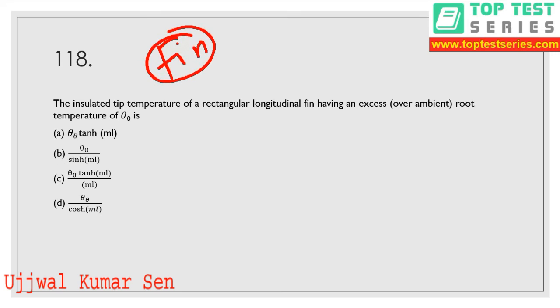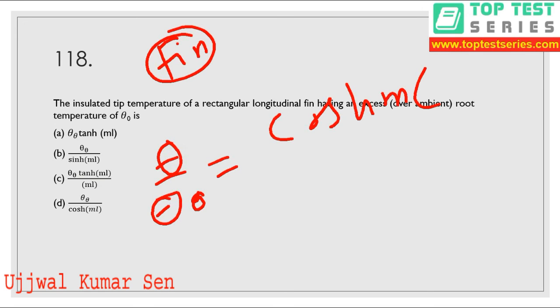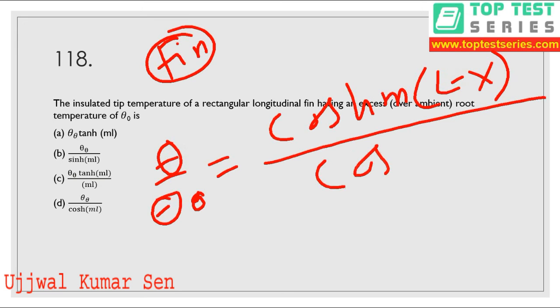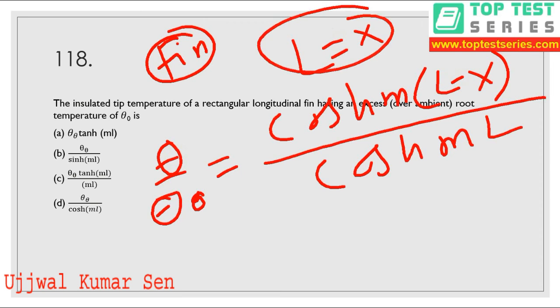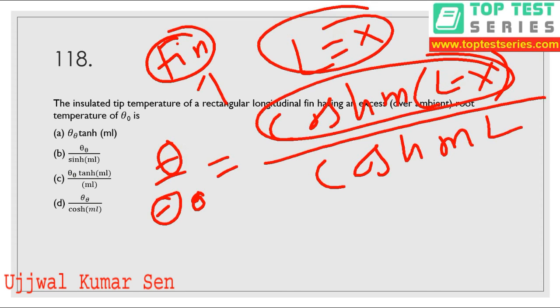It's theta naught. For this, we know that theta by theta naught is equal to cosh m(L minus x) divided by cosh mL. This relation we can write, right? For this case, L is equal to x. Therefore, this whole term will be 1. So theta naught is equal to what?